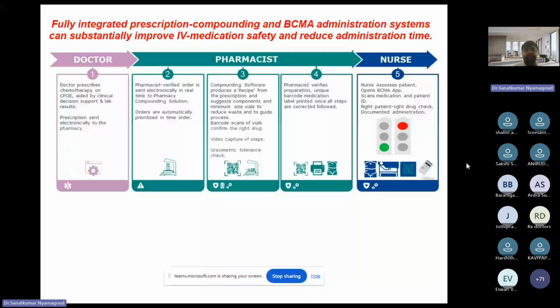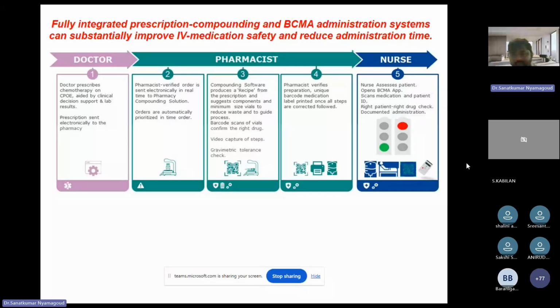The doctor prescribes any drug, chemotherapy or any drug, then it goes to the pharmacist. The pharmacist will verify that. Then the third step is compounding of the drug, and he scans it. He sends this to the next level, where barcode scanning and gravimetry are done. Then it goes for verification by a senior pharmacist. He checks this. Then later it goes to the nursing staff, where they administer it. So this is how scanning for patient ID, right patient, right drug check, documenting, as well as administration happens. So what are the prevention strategies?